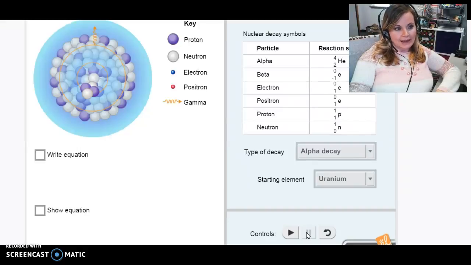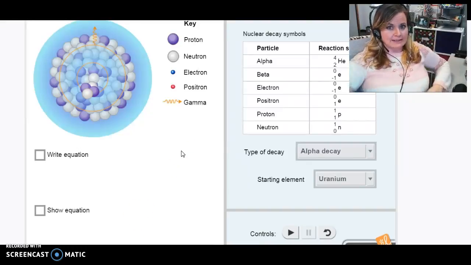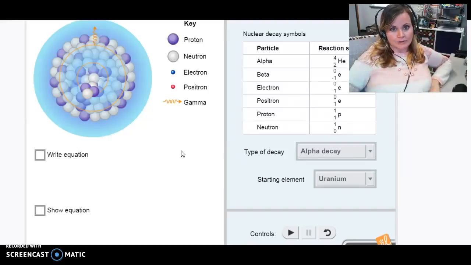So alpha decay is actually quite harmful. So this is what's happening inside of a nuclear reactor. This is like a uranium-235. This is what's decaying in a nuclear reaction. This might be 238. I'm not 100% sure on that one.